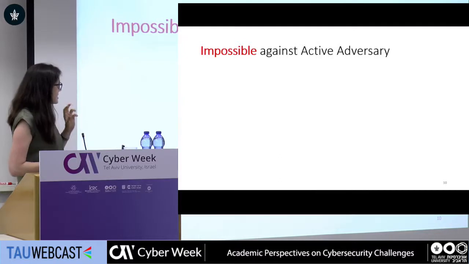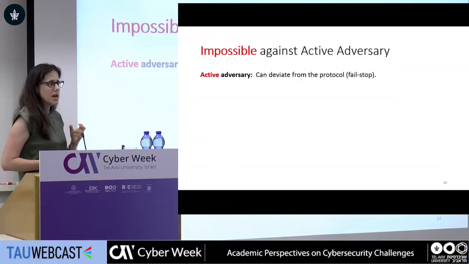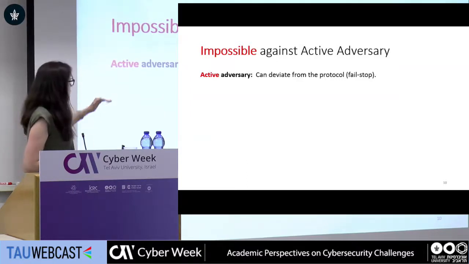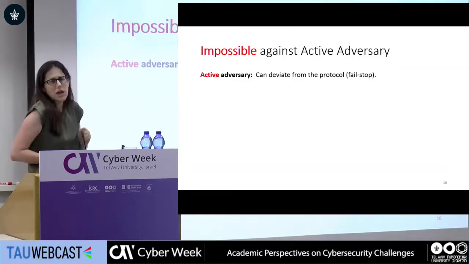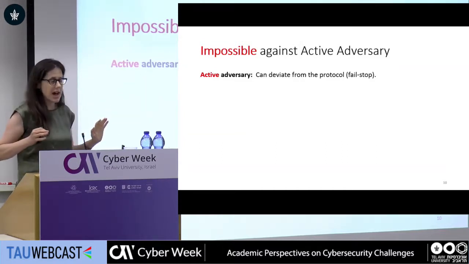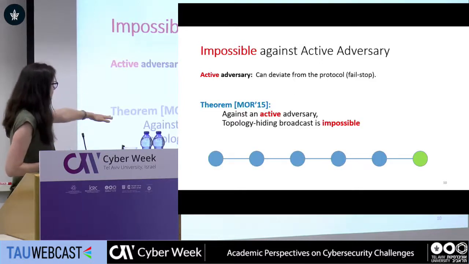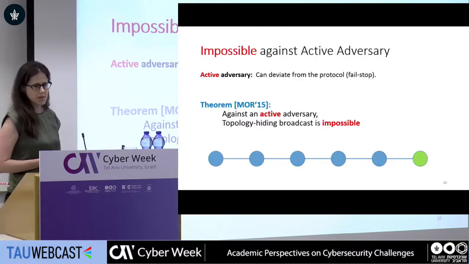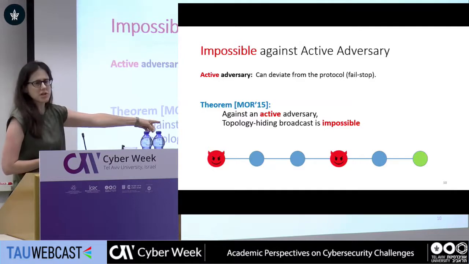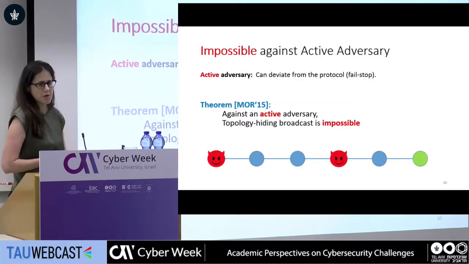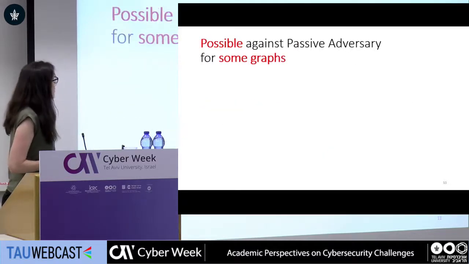And in fact, the fact that it's difficult is not surprising because there are impossibility results saying that if we are working against an active adversary, a very simple active adversary that can only abort, you can say, I don't want to broadcast, I don't want to communicate anymore. Already against such a simple adversary, topology hiding broadcast is impossible. Essentially, an adversary can identify if the broadcaster is to one side of both the nodes it controls or in the middle of them. So what can we do?